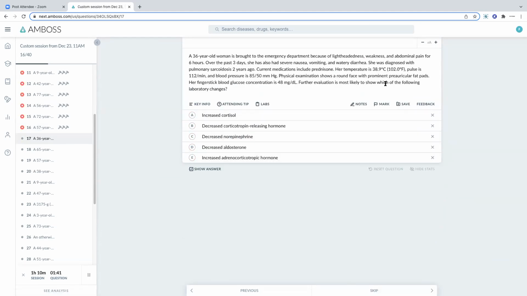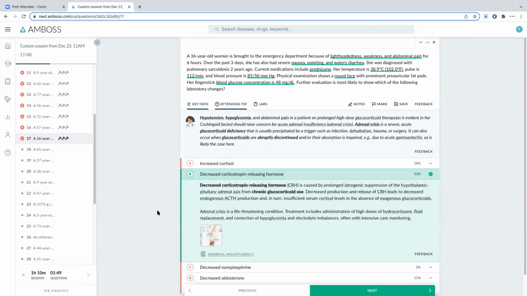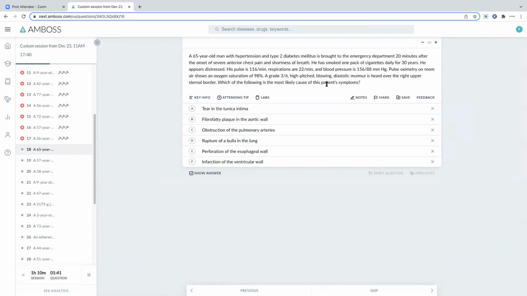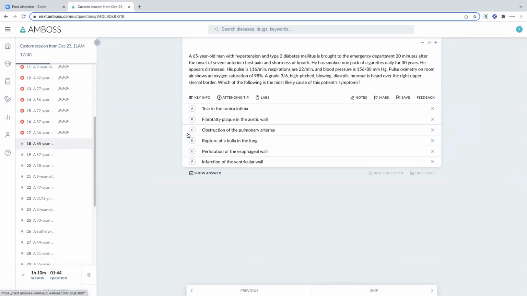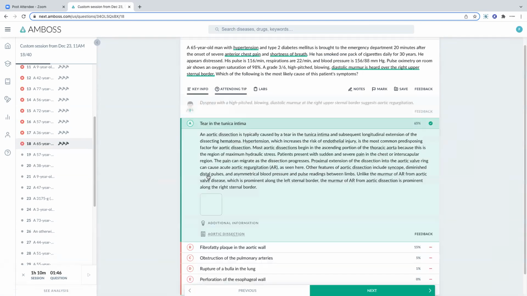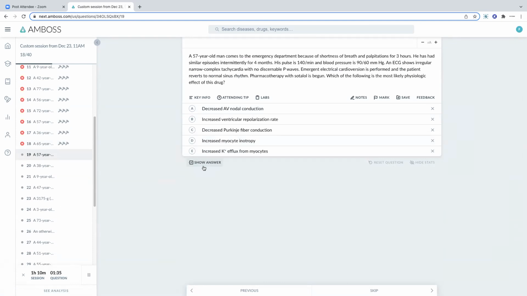Okay, further evaluation is most likely to show which of the following laboratory changes. Which one did you guys choose? Very good. Congratulations, patient in adrenal crisis. Very good. Which one did you guys choose over here? Which of the following is the most likely cause of the patient's findings? Which one did you guys choose? Very good. Congratulations. Okay, good choice. Let's move forward. That was a patient of aortic dissection. Which of the following is the most likely physiologic effect of this drug? Which one did you guys choose? Very good.